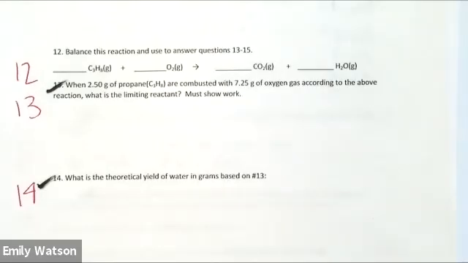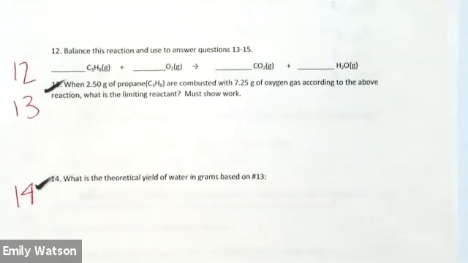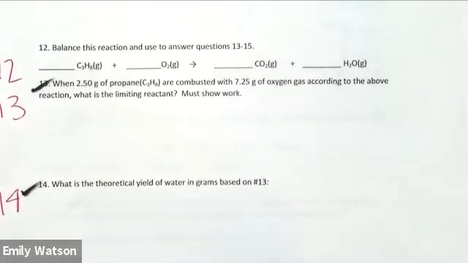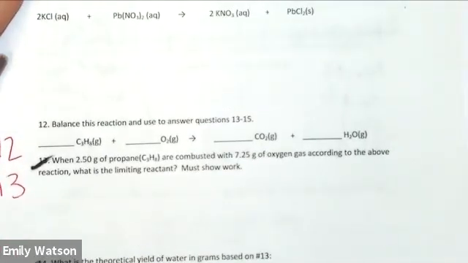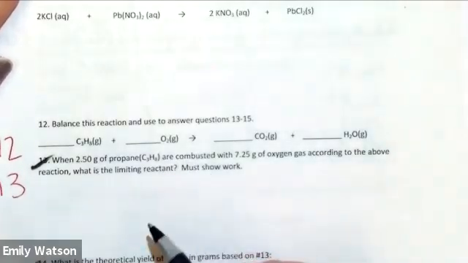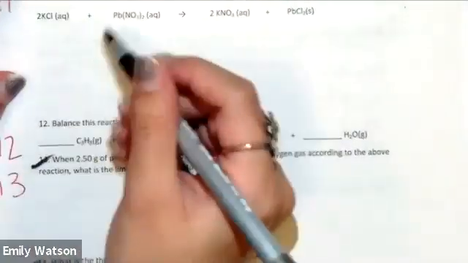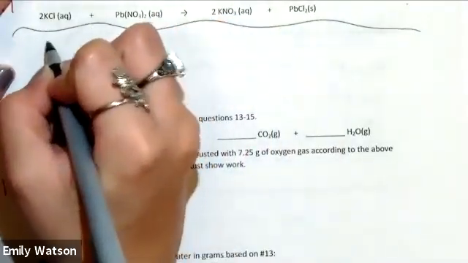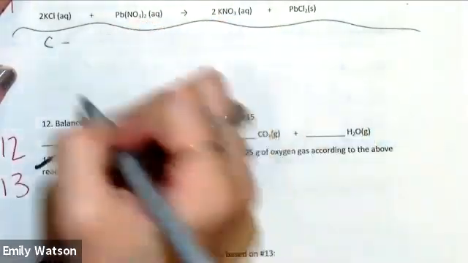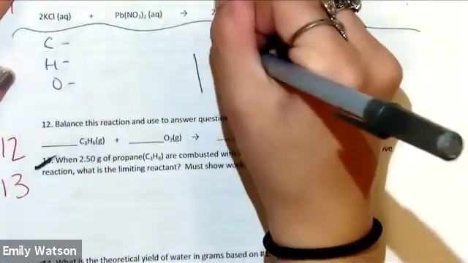Okay, so starting with number 12, we're just balancing a reaction, right? And we've done that before. I don't like how little room there is to work on this, so I'm gonna go up here and work on it. So C, H, and O. Okay, it's just C, H, and O.